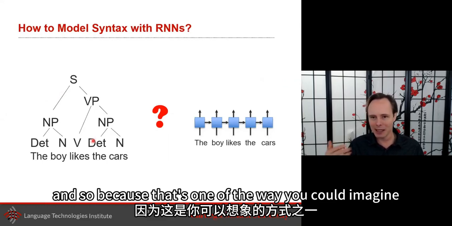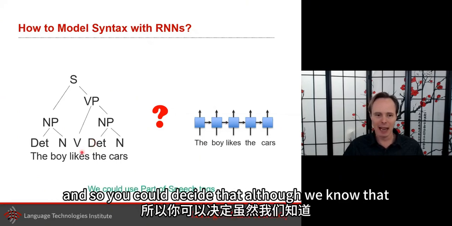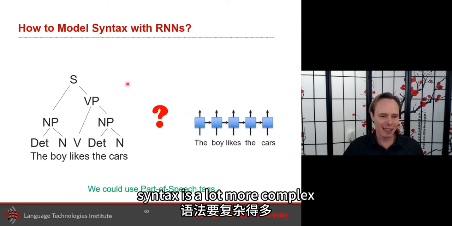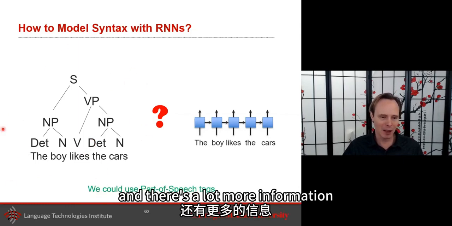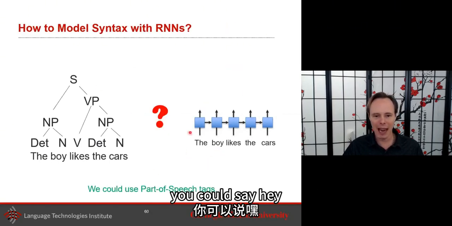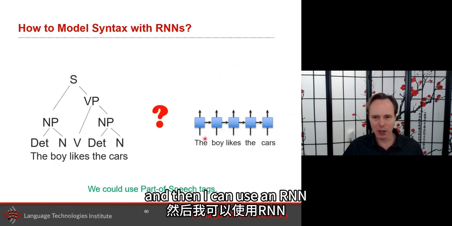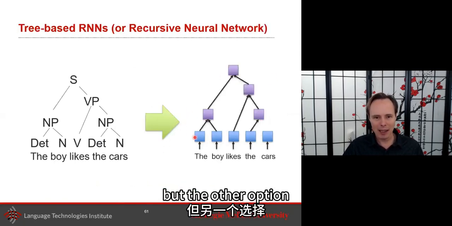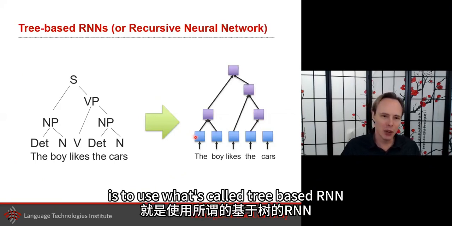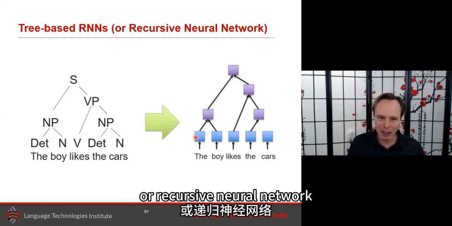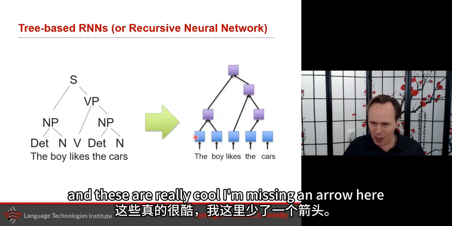That's one of the ways you could imagine doing it. Although we know that syntax is a lot more complex and there's a lot more information, you could say, hey, I'm just going to model part-of-speech tags, and then I can use an RNN. But the other option is to use what's called a tree-based RNN or recursive neural network. And these are really cool.